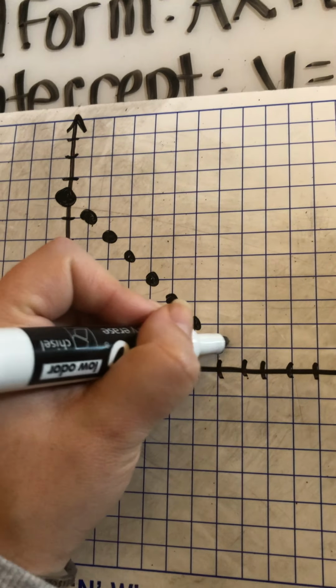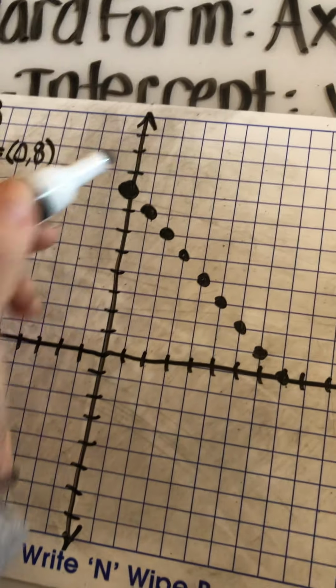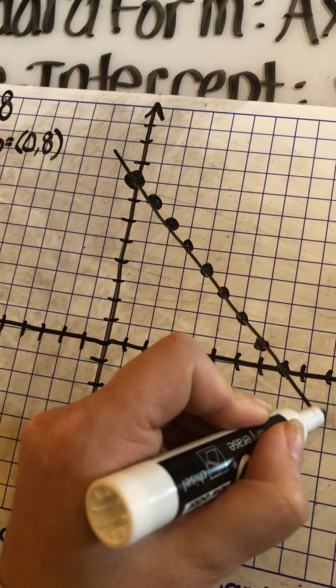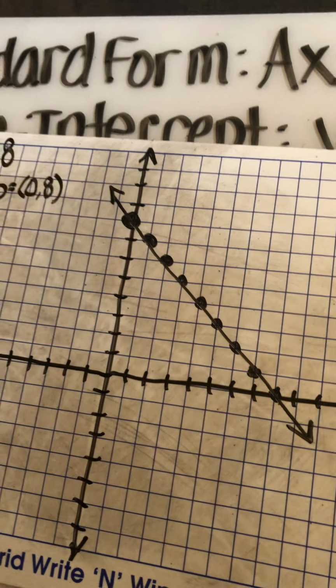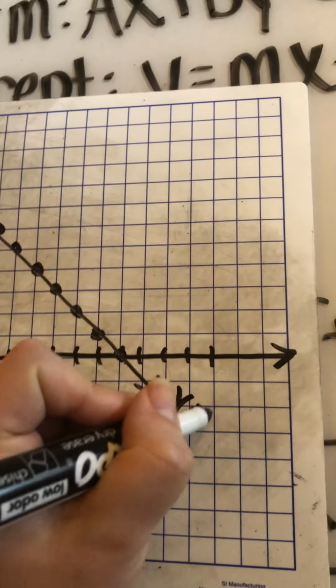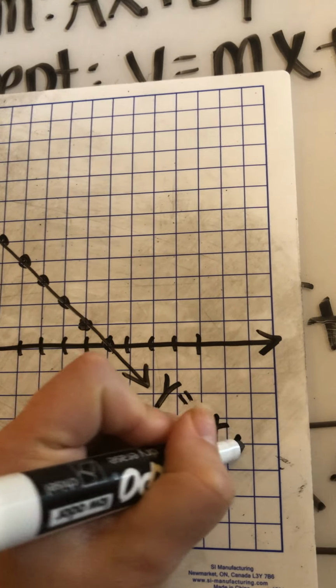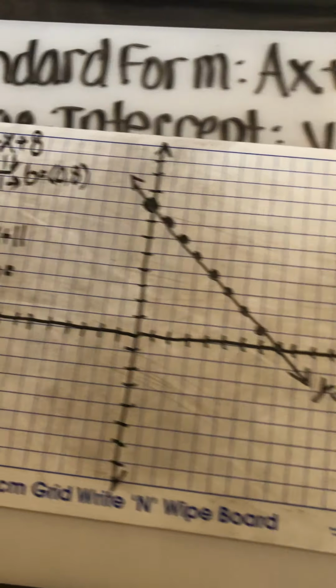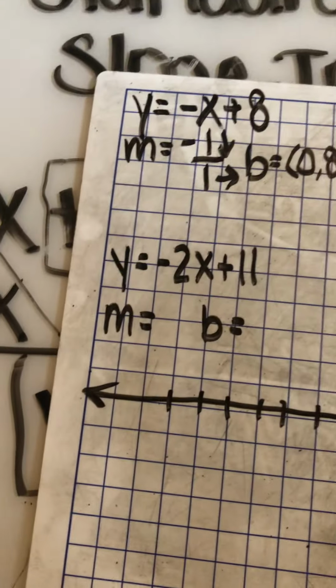And I keep going. Okay? And then remember, you want to connect arrows and then put your equation somewhere near the line. It could be the standard form or the slope-intercept form. They both mean the same thing. Okay? And now I'm going to go to the second equation.